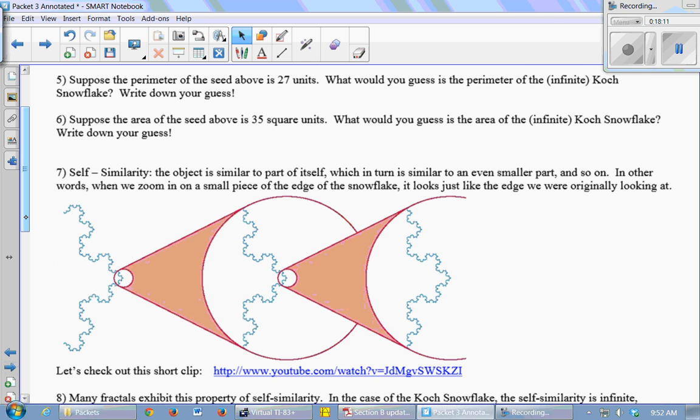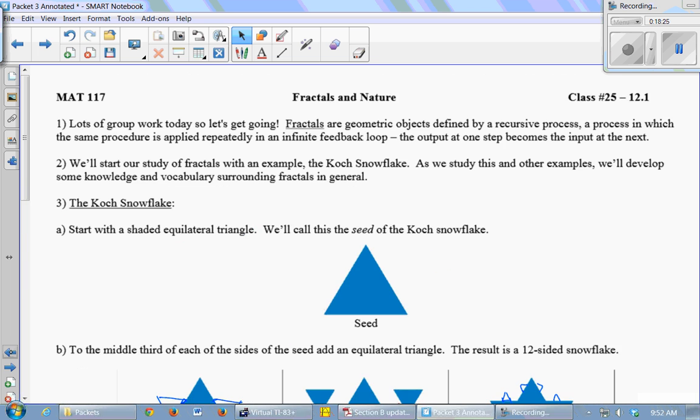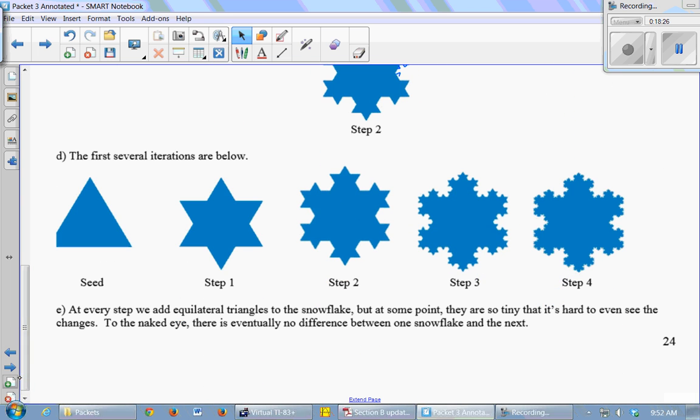All right, so suppose the perimeter of the seed triangle was 27 units. What would you guess is the perimeter of the infinite Koch snowflake? After infinite iterations, if you were going to measure around the outer perimeter, right? So you had to walk this path, right? How long do you think that would be?